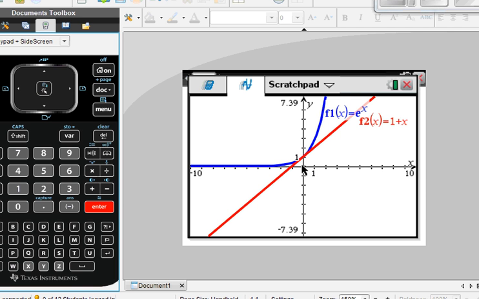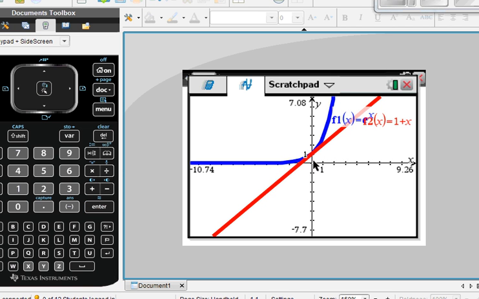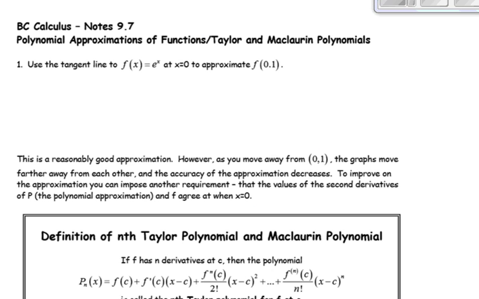So if you look at e to the 0.1, you're actually pretty close to what e to the x actually is, looking at this graph. Now if we zoomed in, you can see that there's going to be error there. All right, so let's go back and calculate that tangent line so that we can then approximate at 0.1.